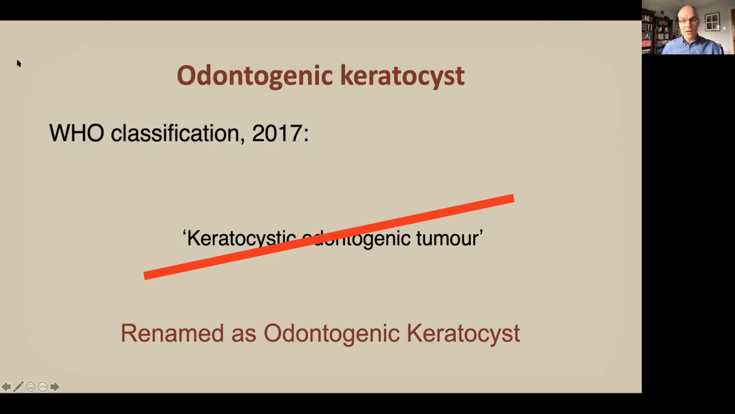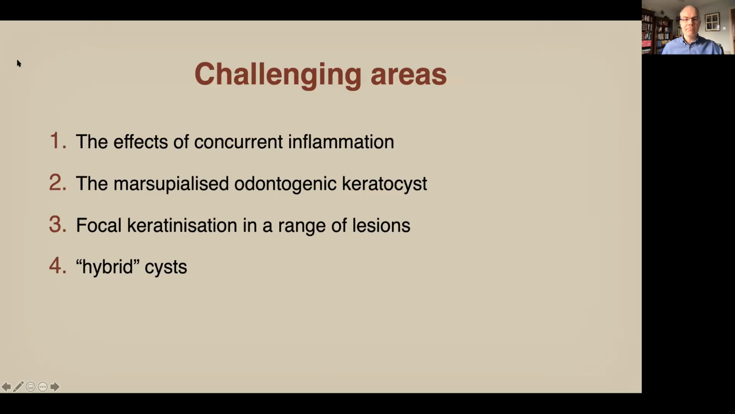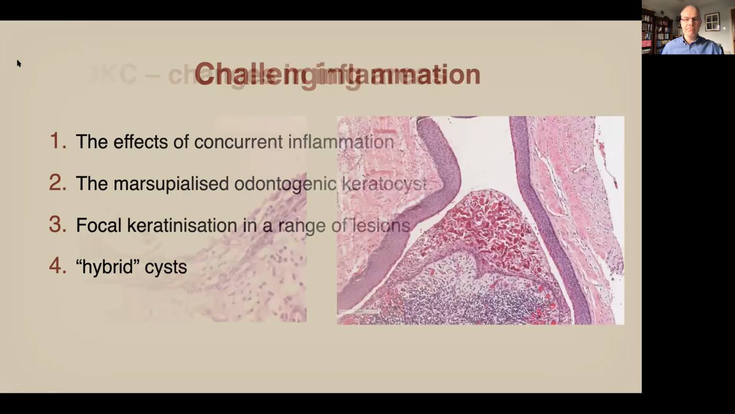I don't think that this is yet an issue which is settled, and we may still have to identify cysts which are truly developmental cysts of the jaws, and there may be a proportion of lesions which are neoplastic. We do not yet have the tools to be able to confidently separate these. What about other challenging areas in odontogenic keratocysts? Well, the presence of concurrent inflammation is important, and some others that I'm just going to very quickly run through.